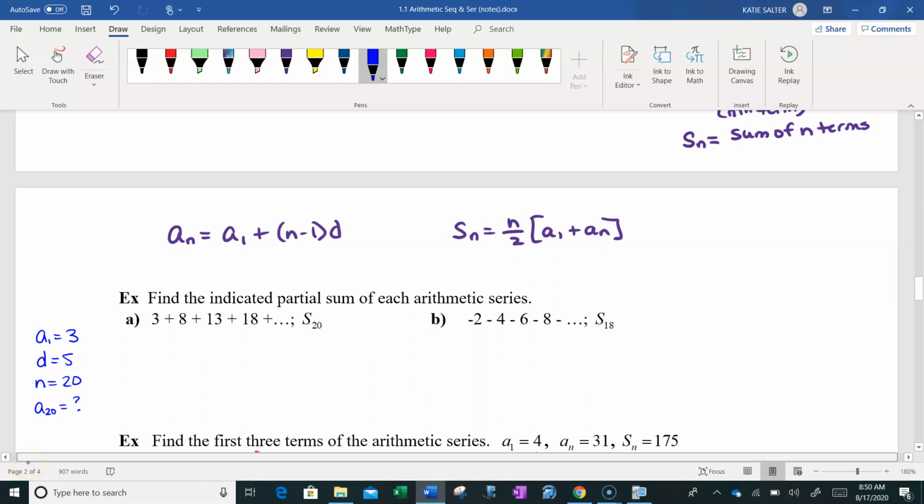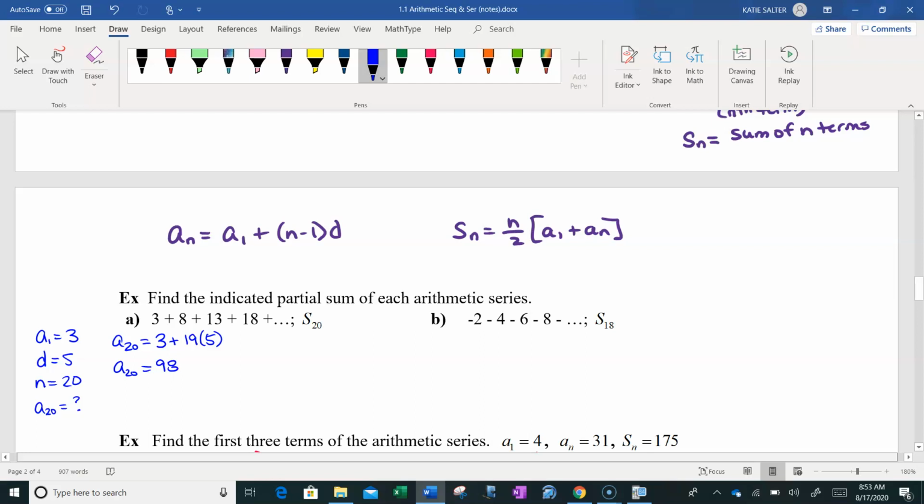So we know the first term's 3, we know the common difference is 5, we know we want to sum the first 20 terms, but in order to do that, we need to know what the 20th term is, and we do not know that. So we have to go back to our first formula. That's going to be step 1. We're going to calculate the 20th term. So a sub 20 equals the first term plus (n minus 1), which would be 19, 20 minus 1 is 19, times the common difference. When we work that out, we get that the 20th term is 98.